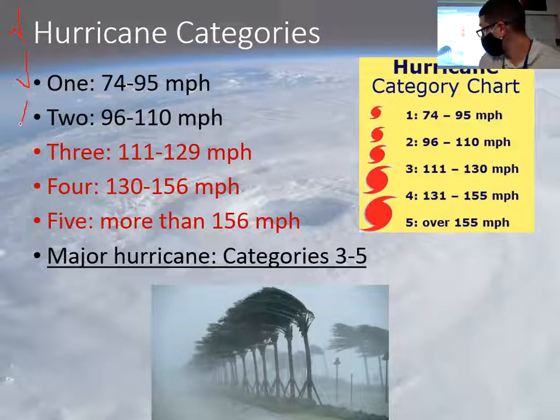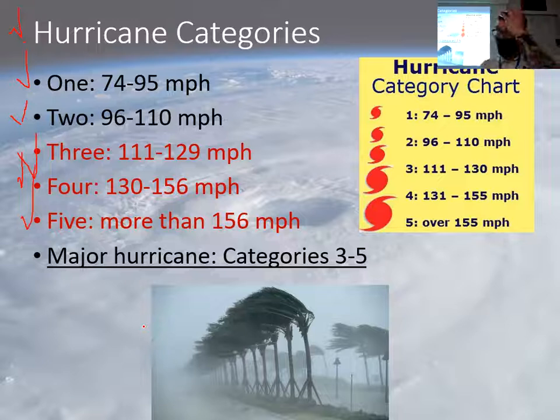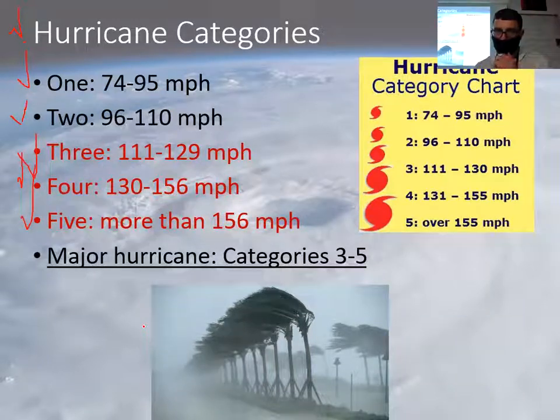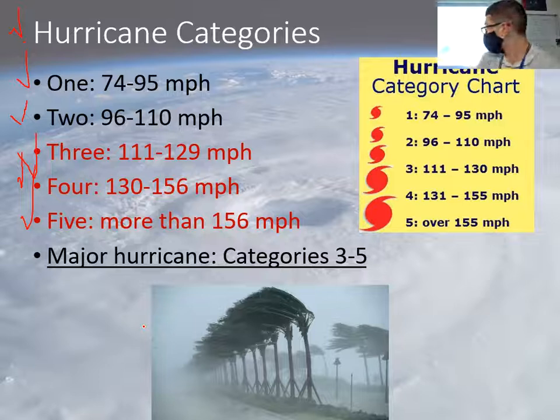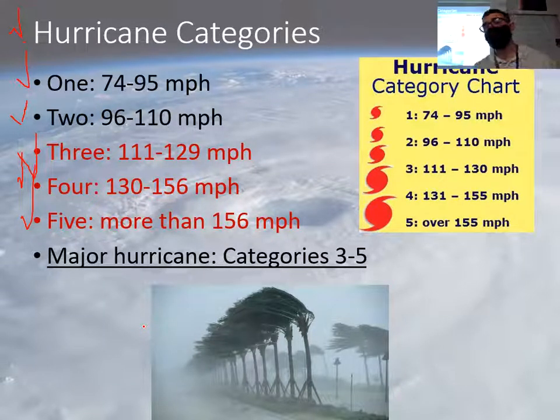2, 3, right? 4. I mean, all of it, right? It's all good. We got to know the miles per hour, right? You don't need to memorize these, but just understand there's categories. I think on a test, I'll give you a diagram that'll give you the numbers, and then you can figure out what category it is. But again, 1 to 2, bad but not terrible. 3 to 5 are really bad. They can do a lot of damage.